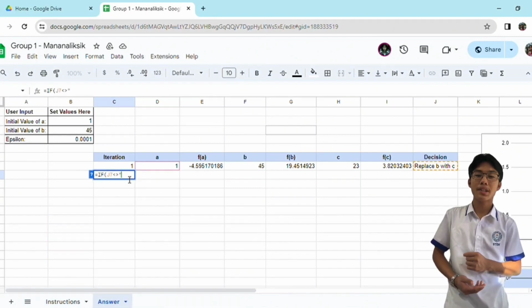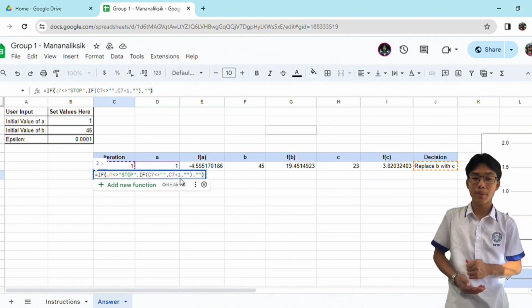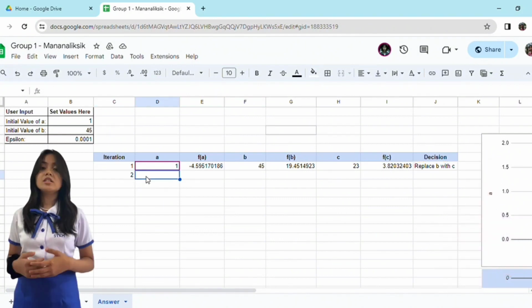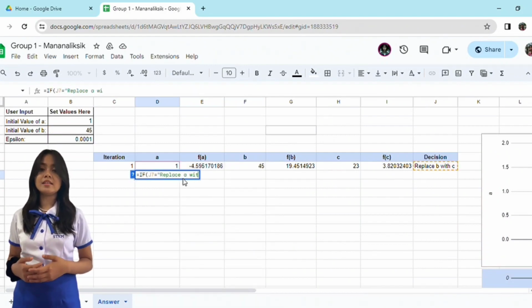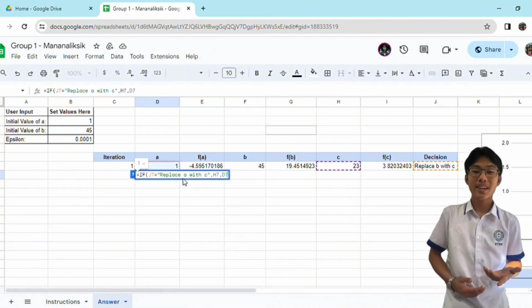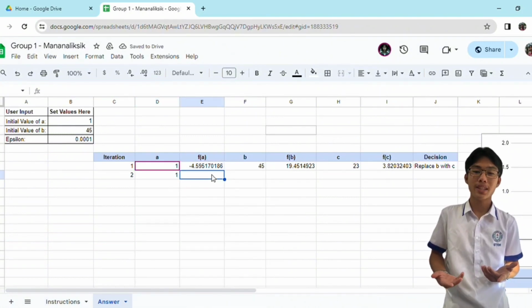Each row relies on the previous row's outcome. If it meets a stop condition, the process ends. Otherwise, the value for the current row is determined by adding 1 to the value from the preceding row. This ensures that the sequence progresses incrementally unless a termination condition is met. So in the second iteration, we add 1 to the preceding value and it is equal to 2. Here, since b will be replaced with c, b becomes 23 while a remains 1.